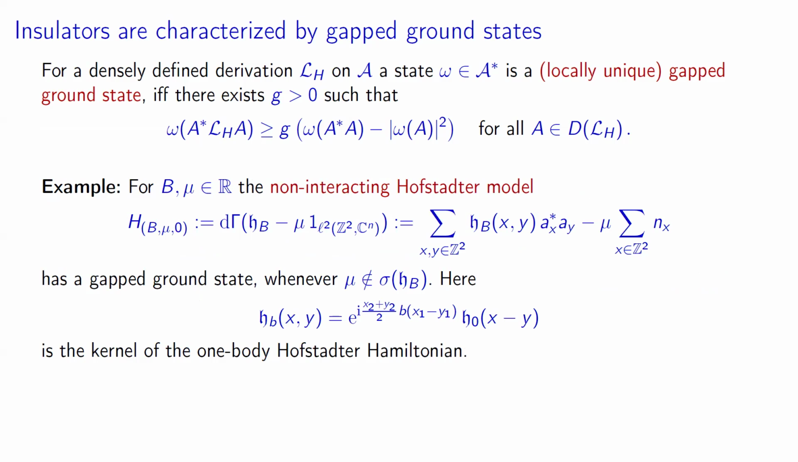Okay, what is an example now for such a system which we want to describe? So let's start, I showed you the Hofstadter butterfly, let's start with a non-interacting Hofstadter model. No interactions, independent fermions on the lattice Z^2 with a constant magnetic field. So actually now the Hamiltonian is just the second quantization of the corresponding one-body operator.